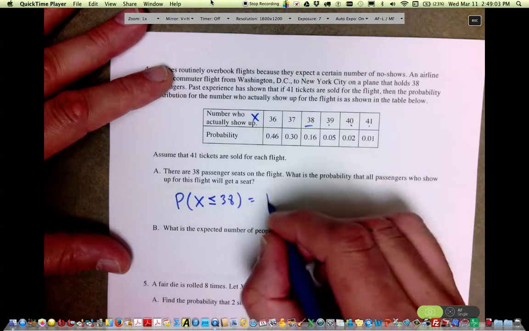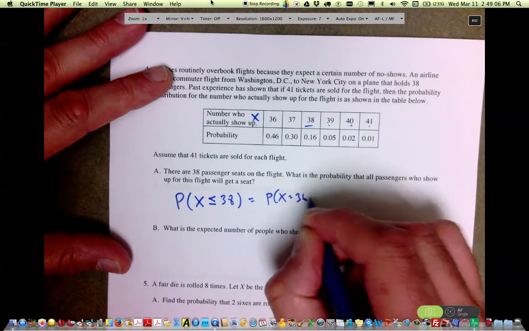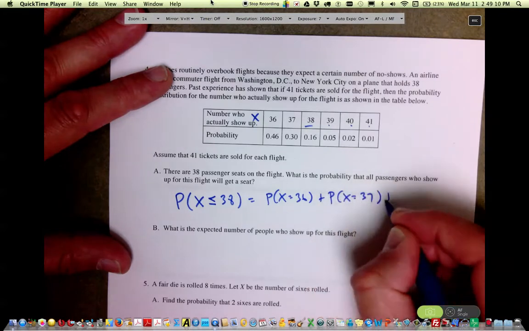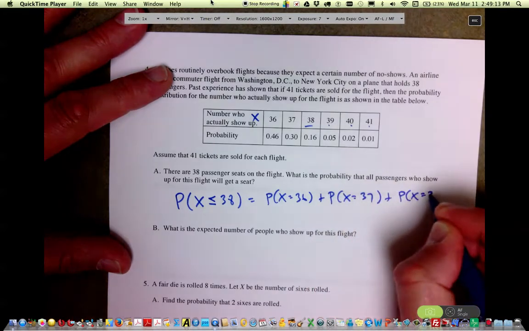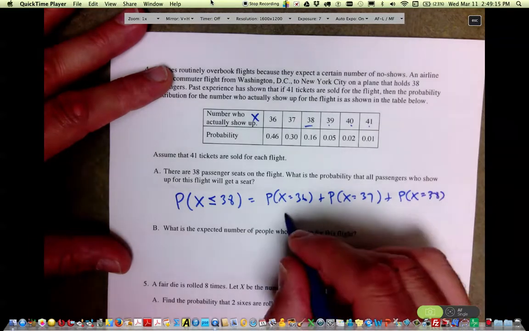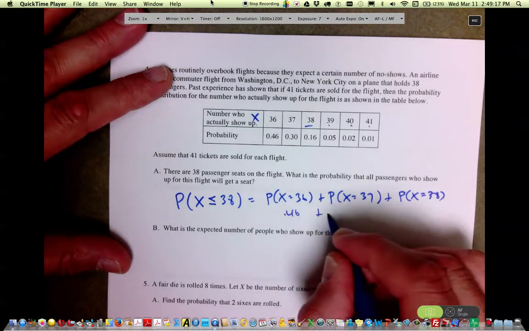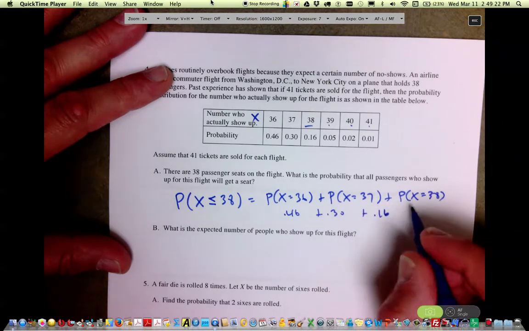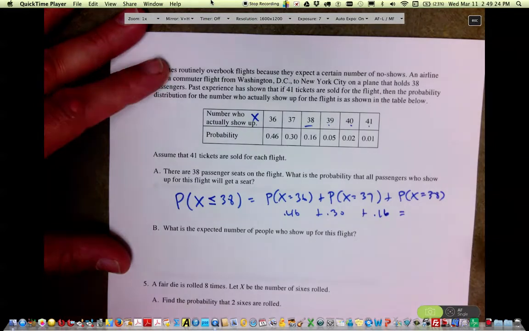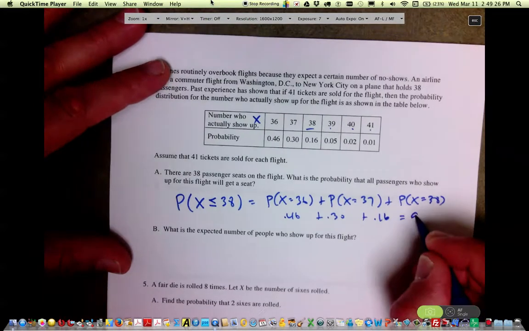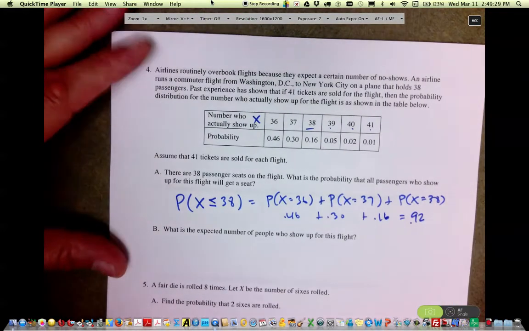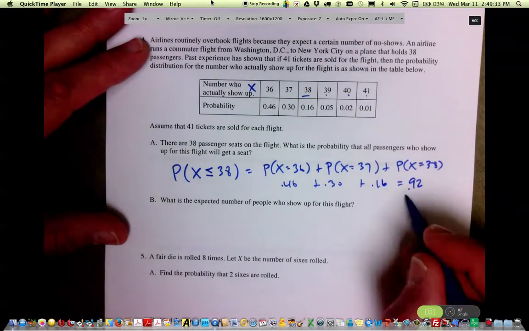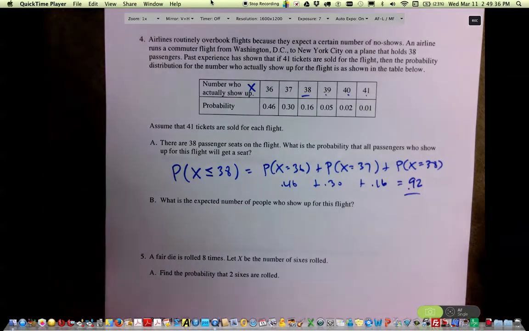This is the probability that X is 36, plus the probability that X is 37, plus the probability that X is 38. That's going to give me 46% plus 30% plus 16%, and that's going to give me 92%. So there's a 92% chance that everybody who shows up gets a seat. That's fairly high, and that's what the airlines kind of want.